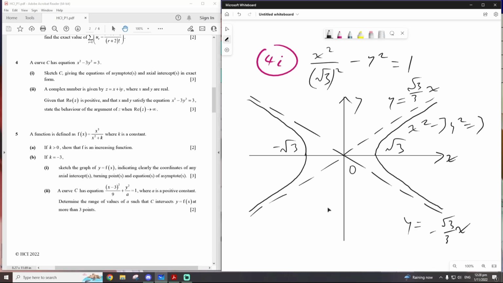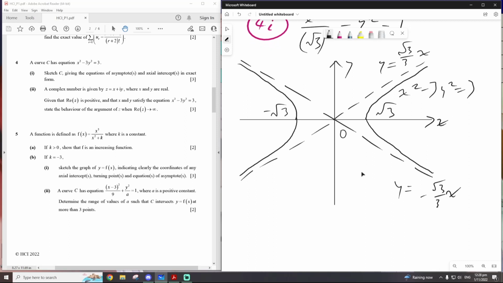A complex number has this, x plus iy. X and y are real. Given that the real part of z is positive and the relation is the same as the hyperbola, what is the behavior of the argument of z? Okay, this one is kind of interesting. So I think Daman Hai had a very similar question for this also.